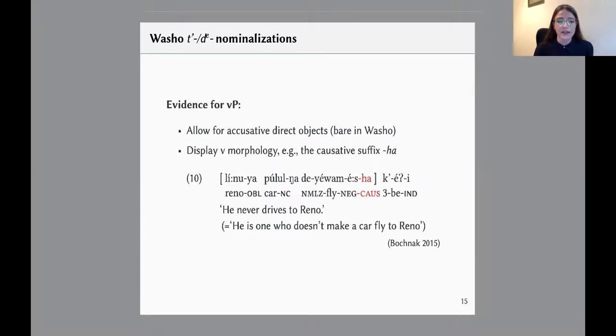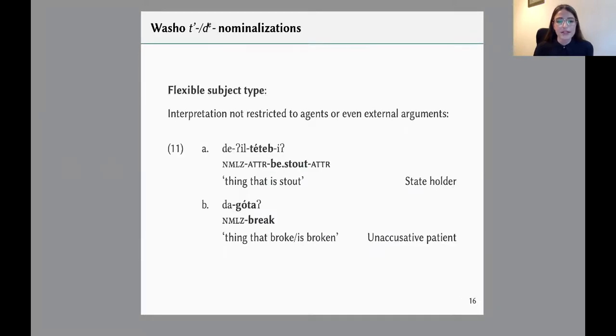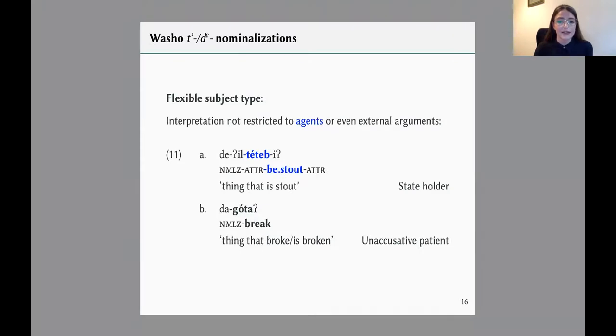And in the same vein, we also find evidence for overt little v morphology. For example, the causative suffix is also possible. Now, additionally, we find a flexible subject type in Washoe, which is unlike the ER type. We see that interpretation here is not restricted to agents or even external arguments. So we see in 11A that a state holder position can be nominalized, a thing that is stout. And 11B shows, for example, that it also works with unaccusative patients, where unaccusativity is diagnosed by the inchoative causative alternation in the language.